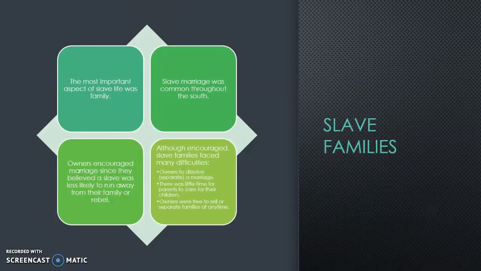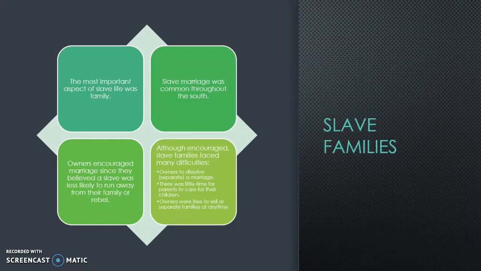So slave families. Another important aspect of slave life was family. So religion plays a big role, and family also plays a big role. Very important to slave culture in the South. Slave marriage was also very common throughout the South, and owners are going to encourage marriage since they believed a slave was less likely to run away from their family or to rebel, since maybe punishment would be taken against his wife or children or whoever. So slaves were encouraged to marry.